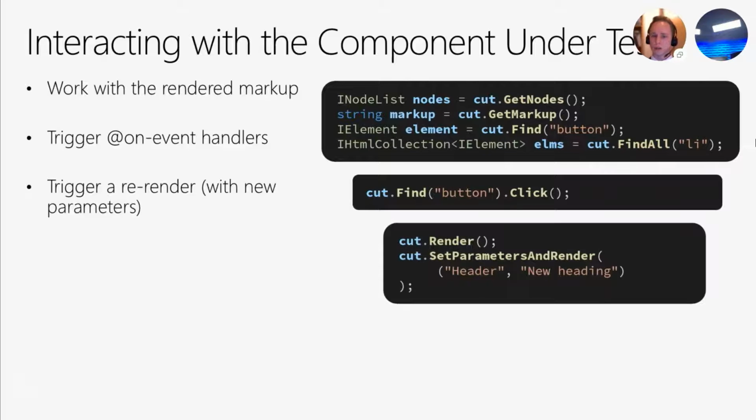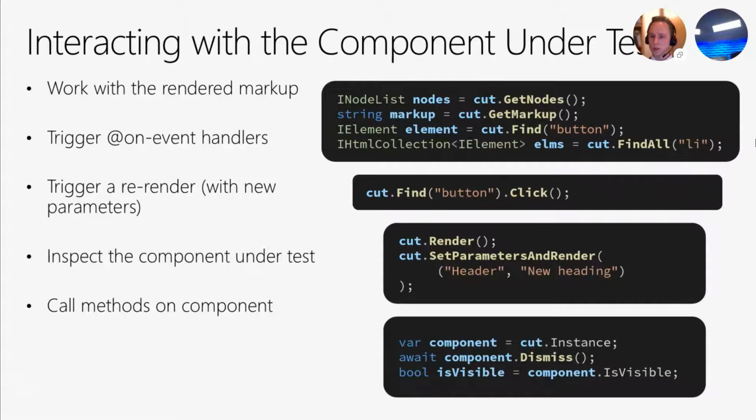We can also render the component under test again, causing it to go through the component lifecycle. This can be with or without new parameters. And last but not least, we can access the component under test instance through the Instance property on the component under test. So this is the basics we need to know to work with our component under test.